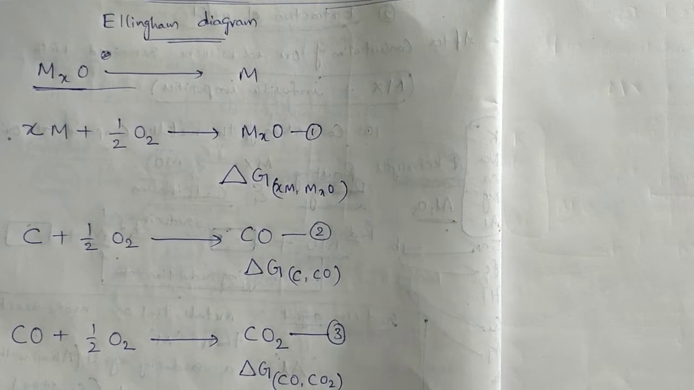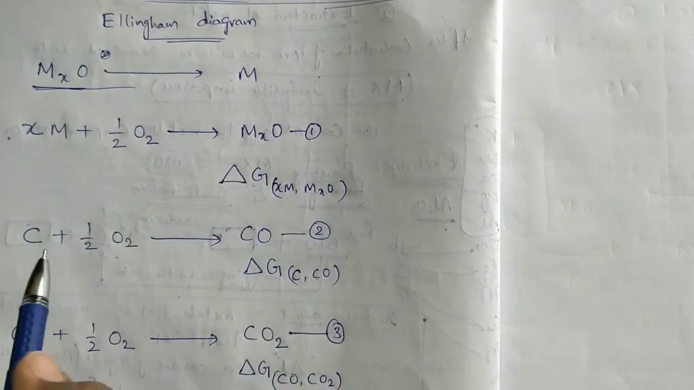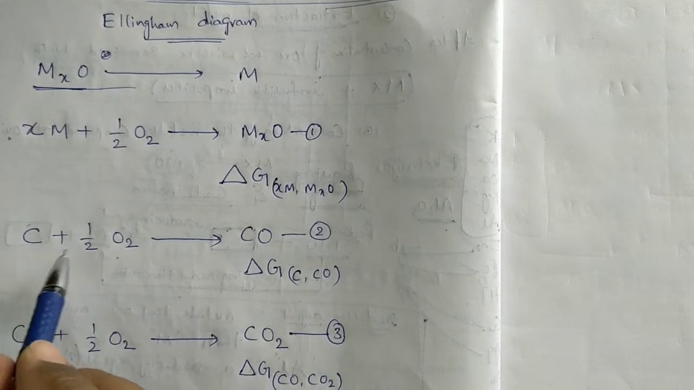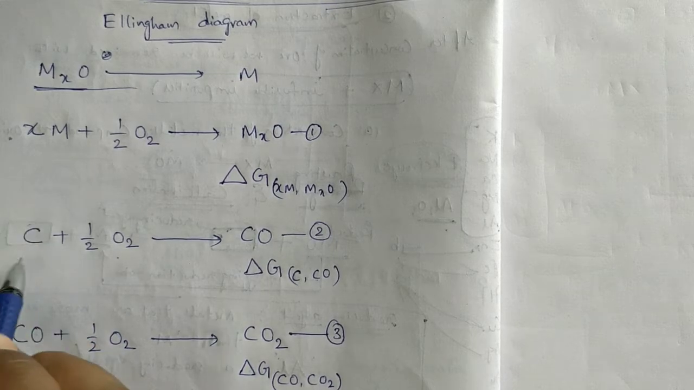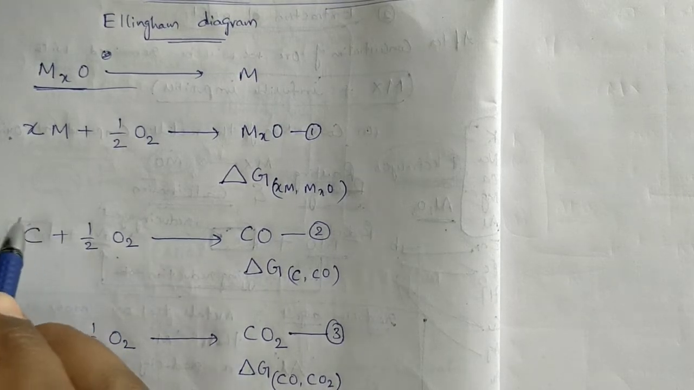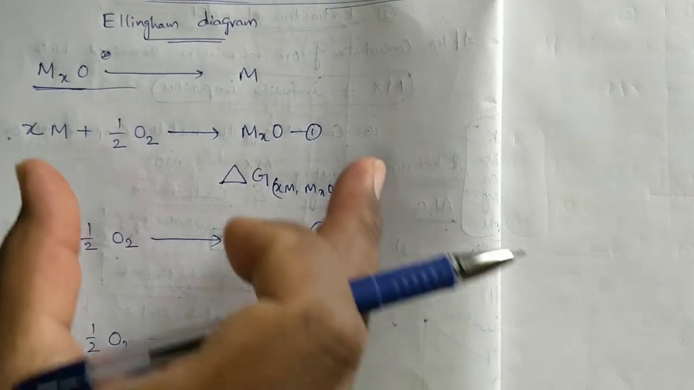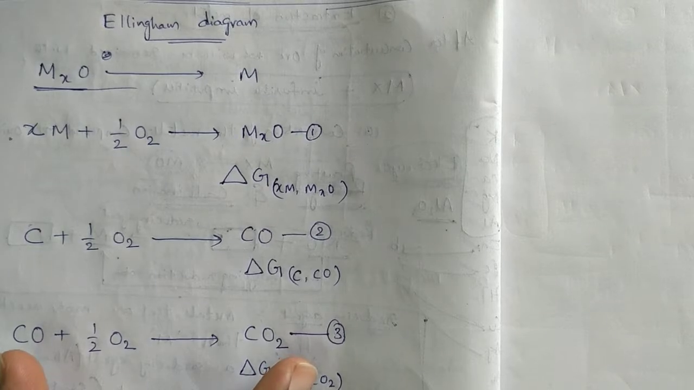Like this, I got three equations. What are those three equations? Conversion of metal to metallic oxide, conversion of carbon to carbon monoxide, and conversion of carbon monoxide to CO2. If you take this equation, conversion of C to CO, this is acting as a reducing agent, and here this is the reducing agent. Remember these three equations. By using these three equations, I am going to explain the Ellingham diagram easily.